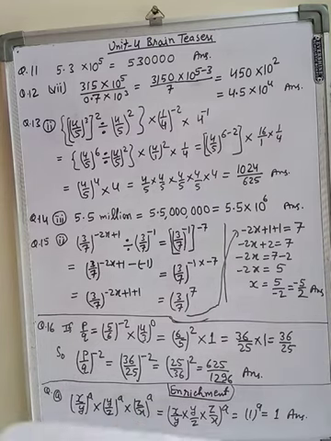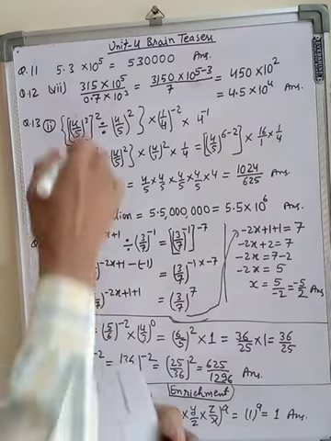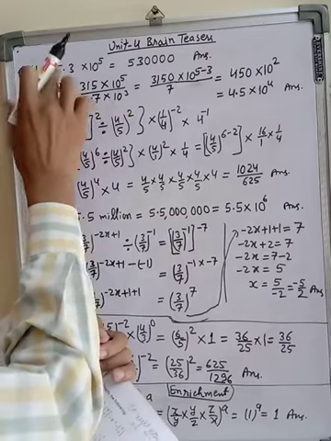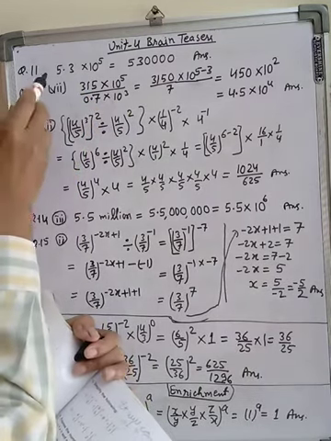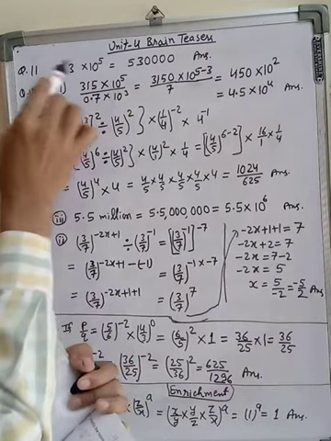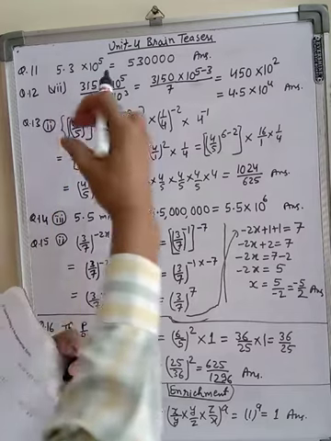So question number 11 is: write the following numbers in usual form. So which form is the usual form? The form k into 10 to the power n, or we say this is scientific form also. So usual form is expanded form.